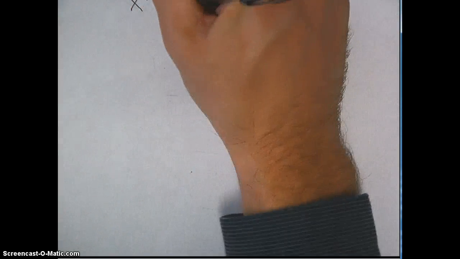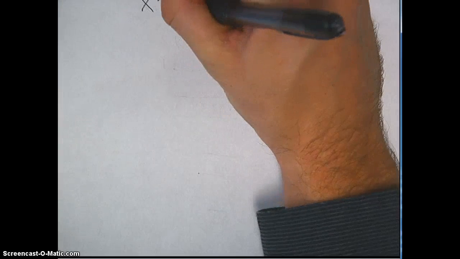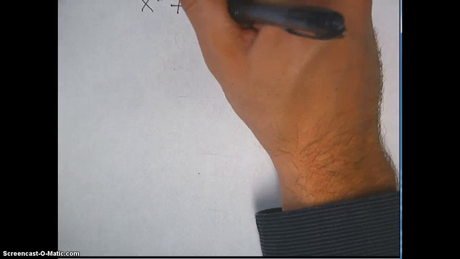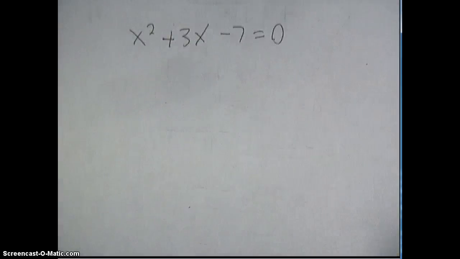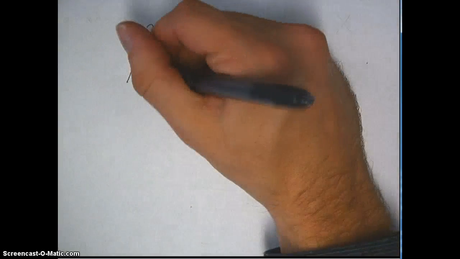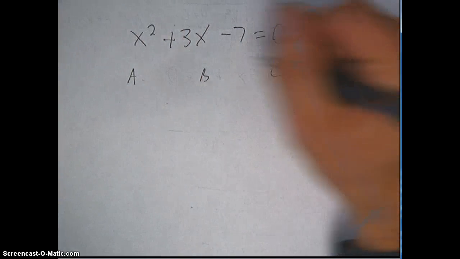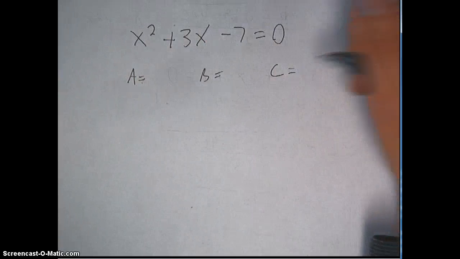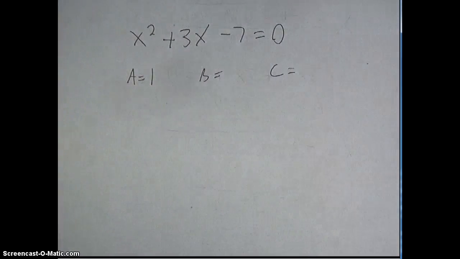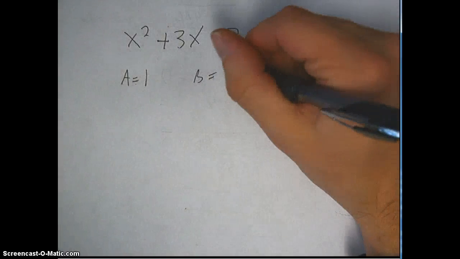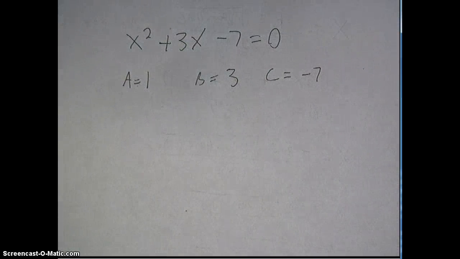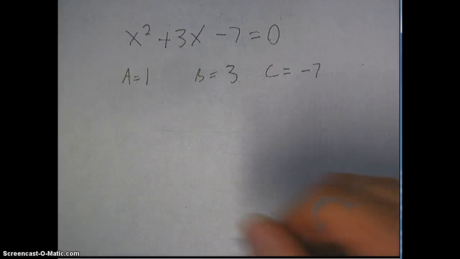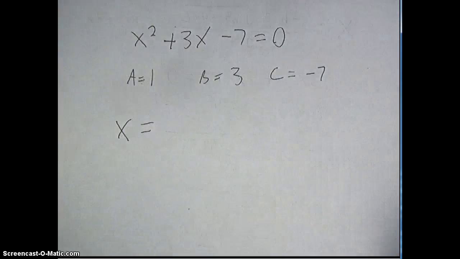I'm going to do x squared plus 3x minus 7 equals 0. So identify your a, your b, your c. Your a is 1 because 1 is in front of the x squared. Your b is 3 because that's in front of the x. Your c is -7. So that's the number right before the equal sign. And we're just going to plug it right into the quadratic formula.